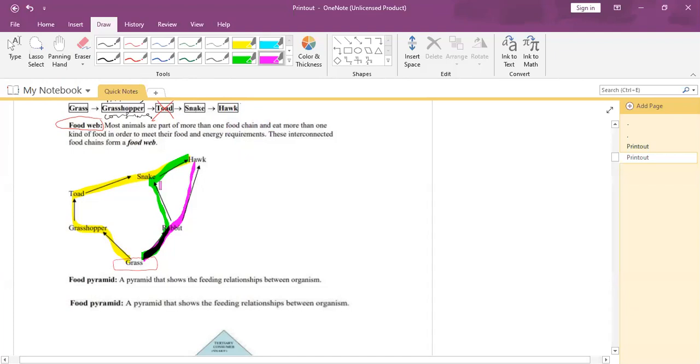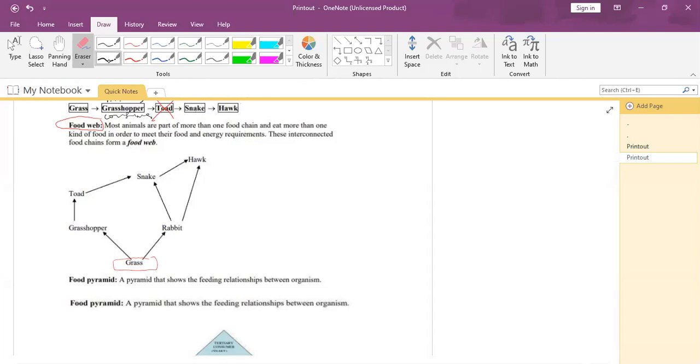You can see organisms, like the snake, are getting food from the toad and from the rabbits at the same time. The hawk is getting food from the snake and from the rabbits. So how do you answer questions based on this?